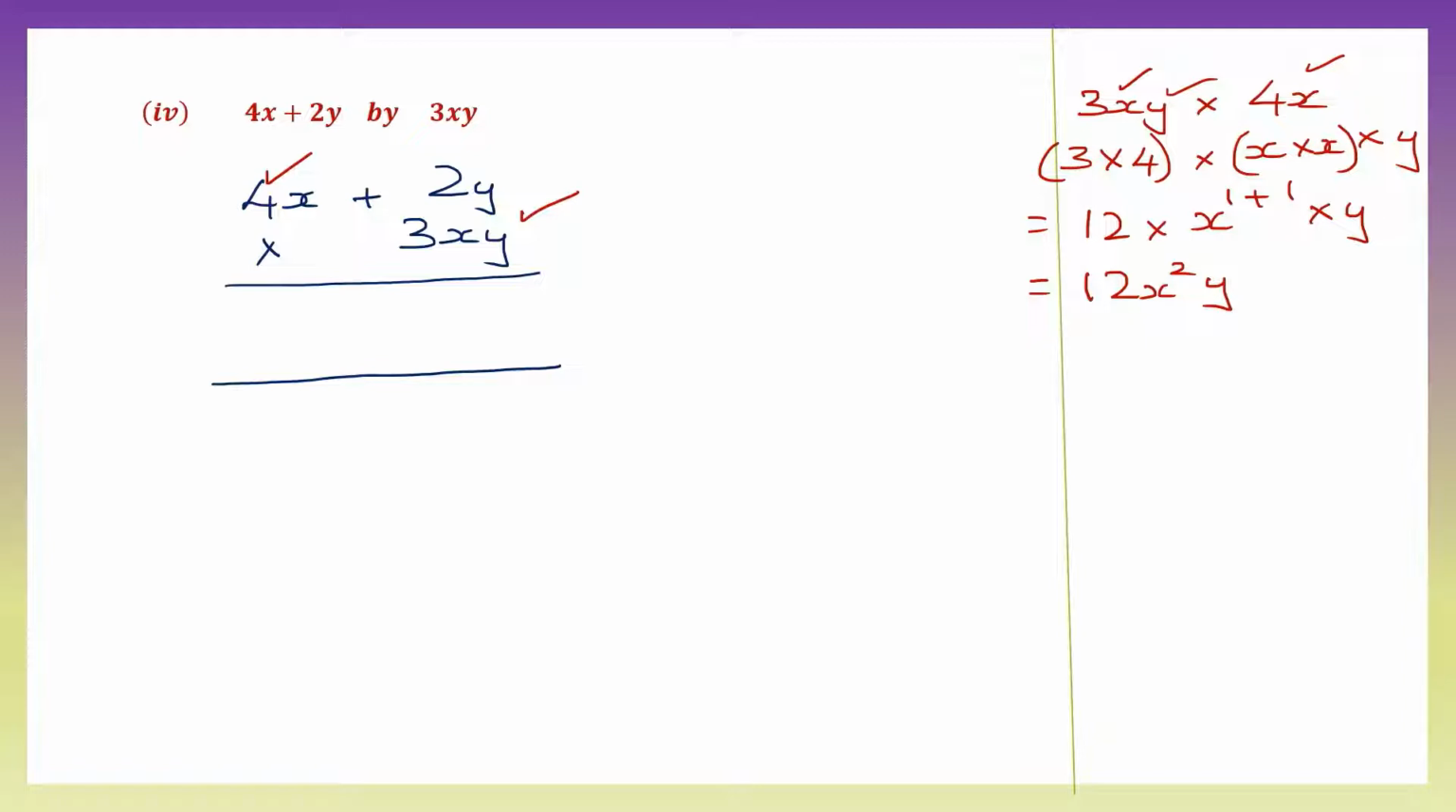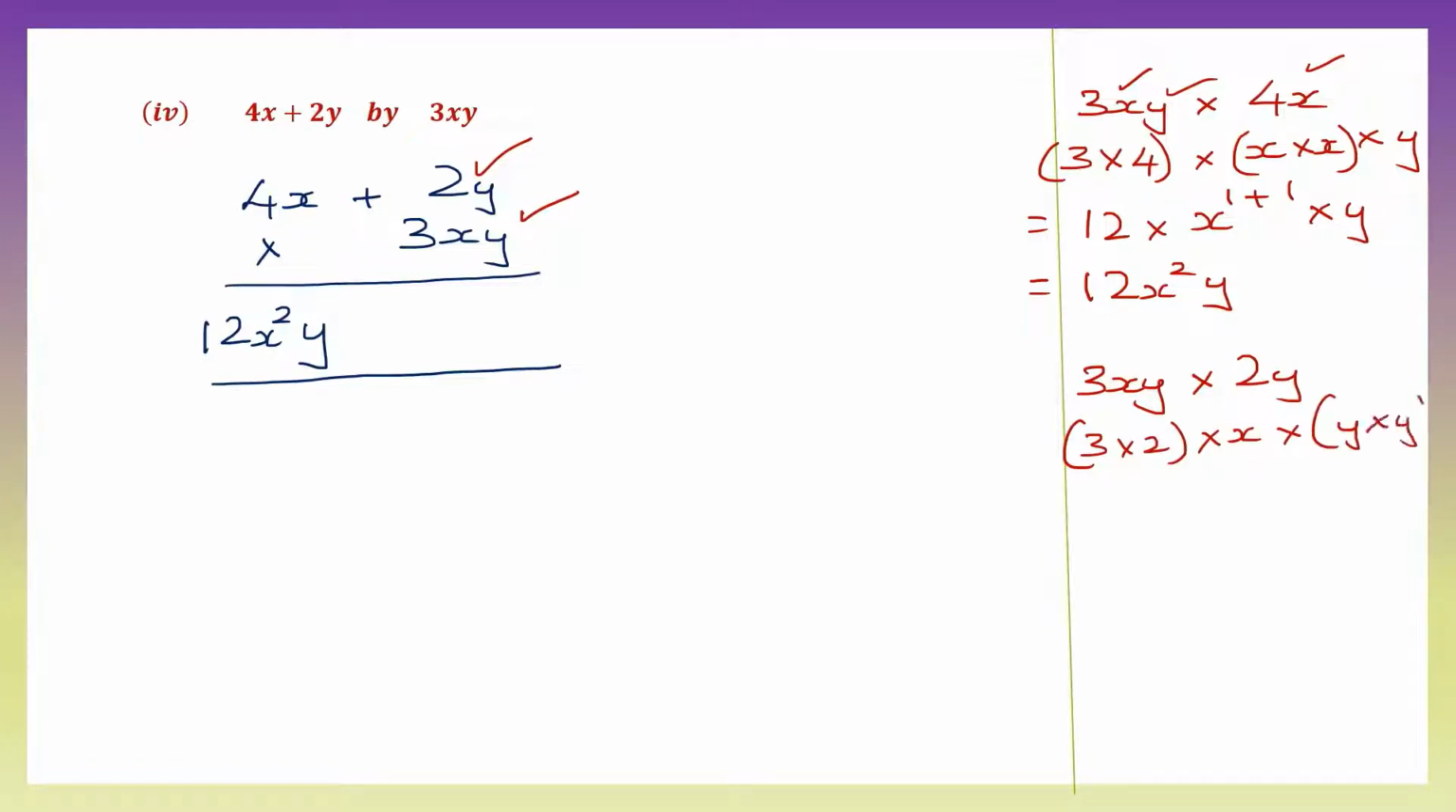So we've got 12x square y here. Now let's go on to 3xy into 2y. So 3xy into 2y. Take the numbers 3 into 2. The letters is only 1x into, there are 2 y's, y into y. So 3 2s are 6 into x into y to the power of 1 plus 1. So that makes it 6xy square. So let's write that down. The sign is plus 6xy square. So the answer is 12x square y plus 6xy square.